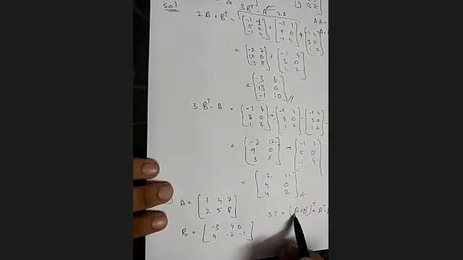So how are we going to find this? First of all, find A plus B. Okay. Then find the transpose of A plus B. Then find A transpose and B transpose separately and add them. You will get the final answer.